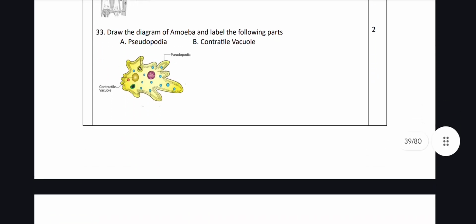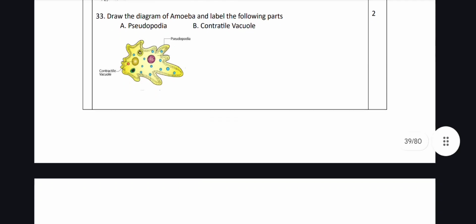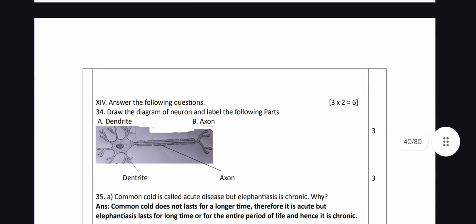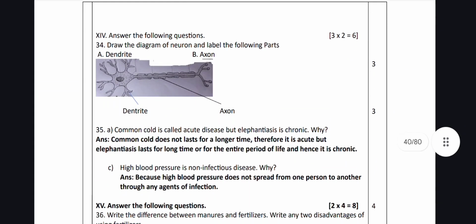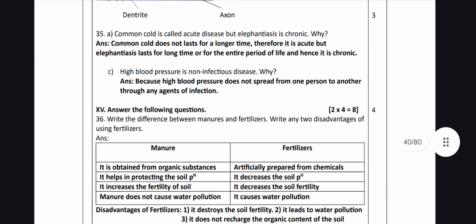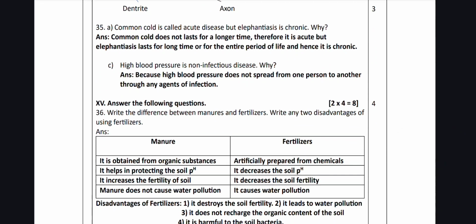Draw the diagram of an amoeba and label the following parts. Most easy diagram. You can see the pseudopodia and the contractile vacuole also. Answer the following question. Draw a neat labelled diagram of a neuron and label the following parts: the dendrite and the long extended axon.